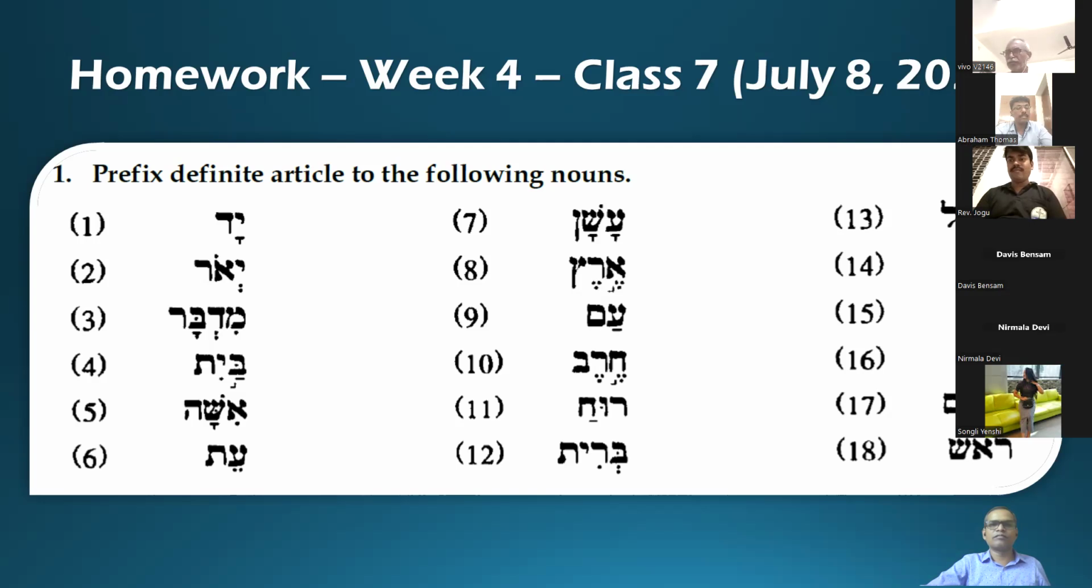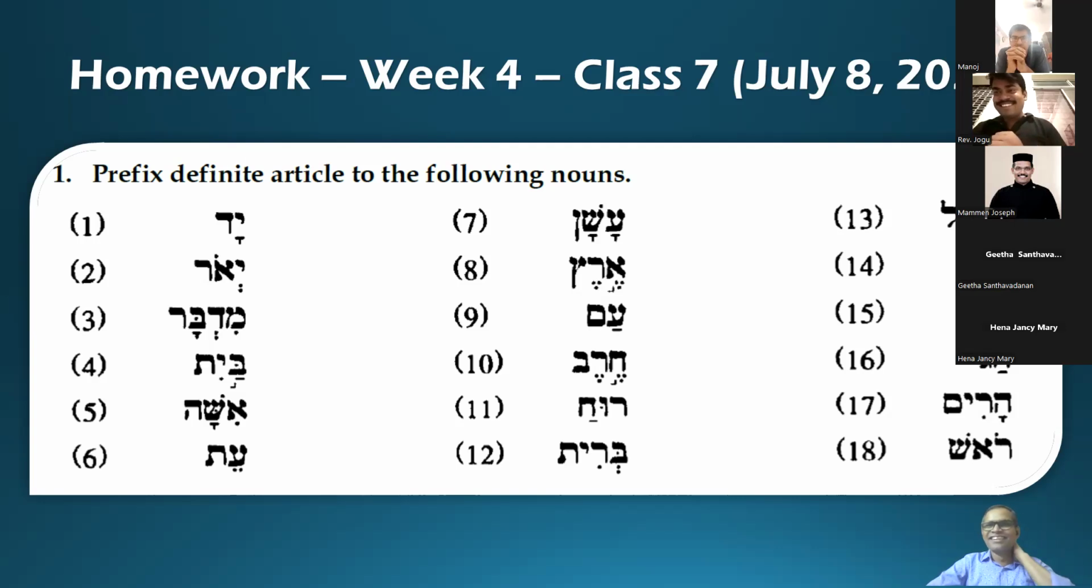Reverend Jogu, please read number 13, 14, and 15 without the definite article and with the definite article. Okay, sir. 13. Okay, sir. Hekal. He followed by Hekal. So what will be the definite article? Sir, definite article. Sorry, sir. That is not the definite article. Yes, sir. Sir, next time.